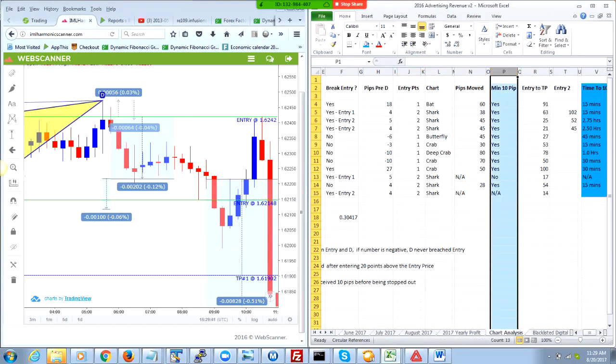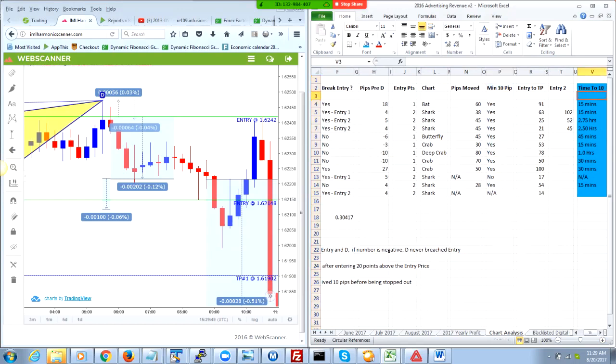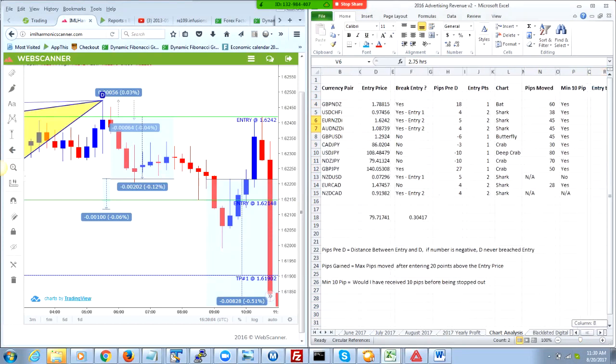For my sake, the minimum is 10 pips for any kind of entry I go into, and how long it would actually take for me to get those minimum 10 pips. What I was noticing on a lot of these is that they're relatively short times: 15 minutes, 45 minutes, 30 minutes, and at the longest, maybe closer to the 3 hour mark. But in any case, this is basically what I want to show you, how we're setting things up.